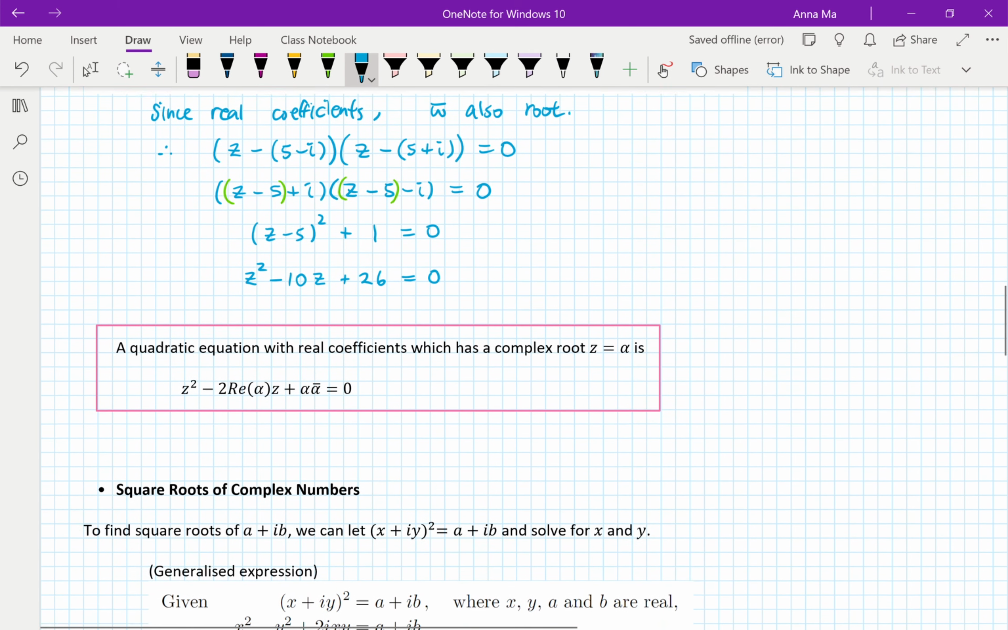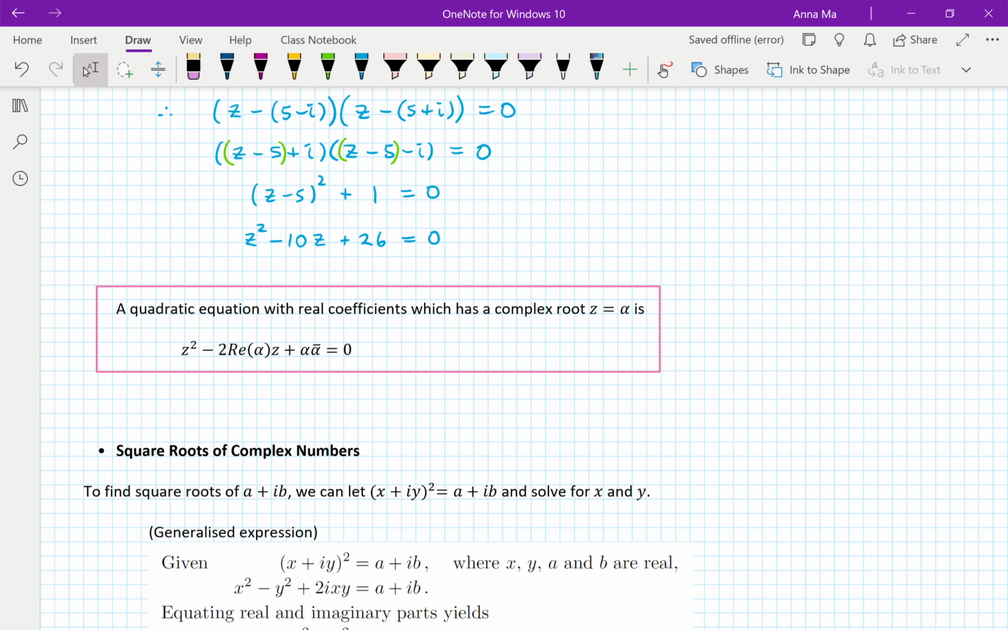Now, the box below, I haven't proved it, but it's actually quite simple to prove. It says a quadratic equation with real coefficients, which has this root, the equation can be constructed like so. If you generalize the expression for Z and actually try it out yourself, you'll see that the proof is not too difficult. So this one, I will say, you try to prove yourself. So give it a go and let me know if you have any questions regarding that.